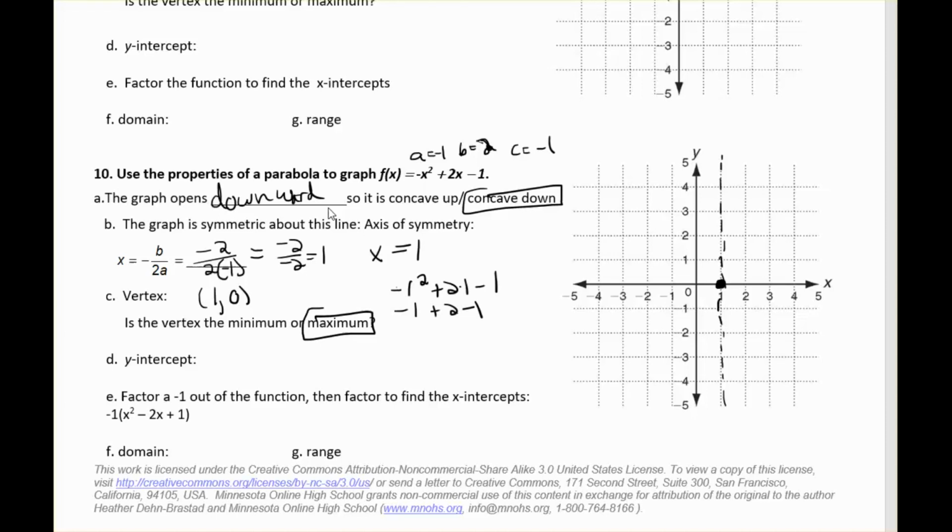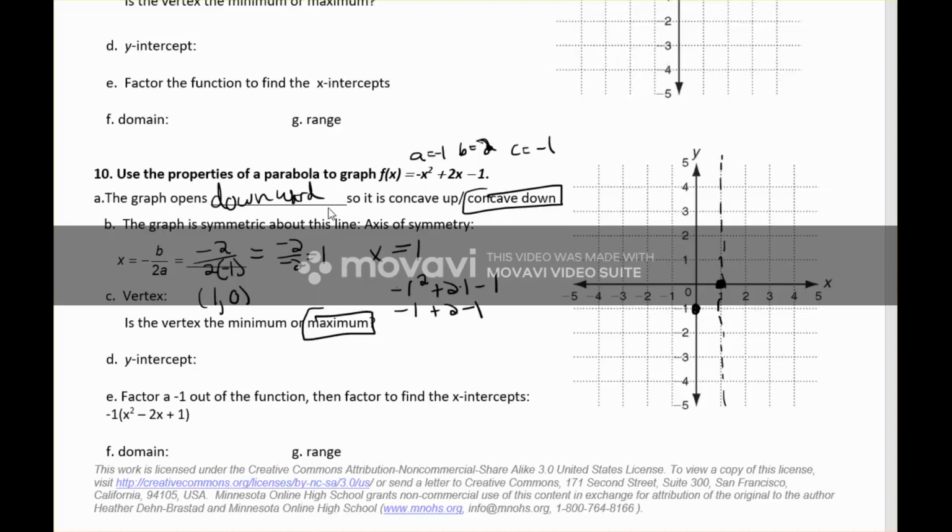And let's find the y-intercept. The y-intercept is at negative 1. So here's that. Now, I know it's symmetric about this dotted line, so I can put another point over here because they would have to line up. Let's find one more value.